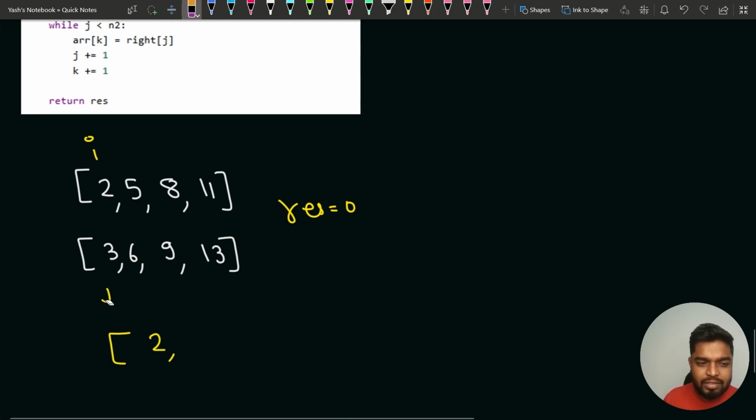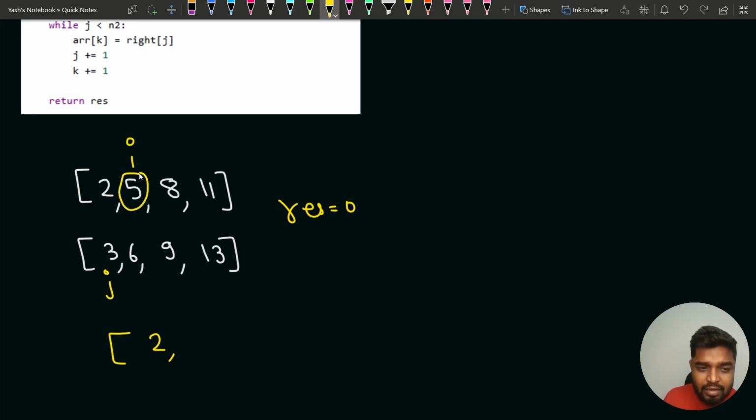Then what will happen now? Next, the I pointer will move forward, so I pointer will come here and J pointer will stand here. Now the I pointer is pointing at an element which is greater than the jth element. This means that the element of the left array is greater than the element of the right array. This indicates that 5 is greater than 3.